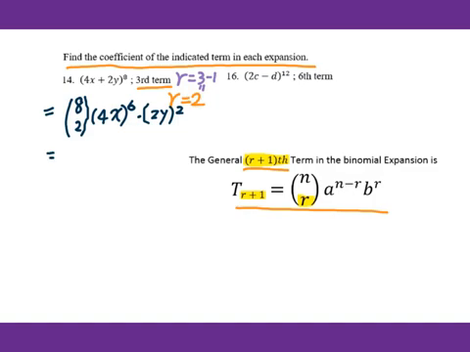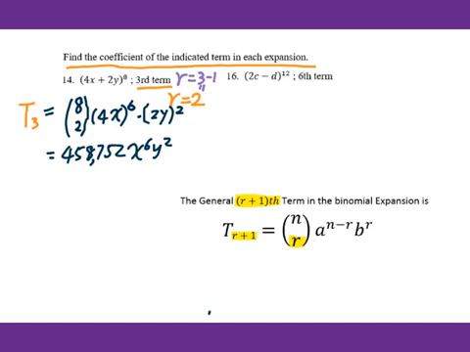Then we put it into the calculator, you will get 458,752x to the 6th power y squared. That's the third term.